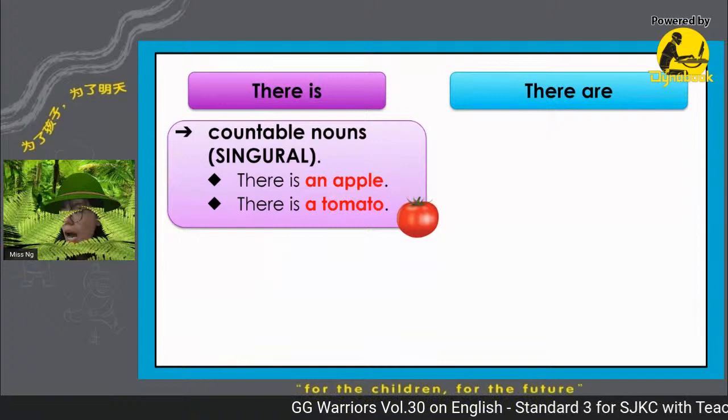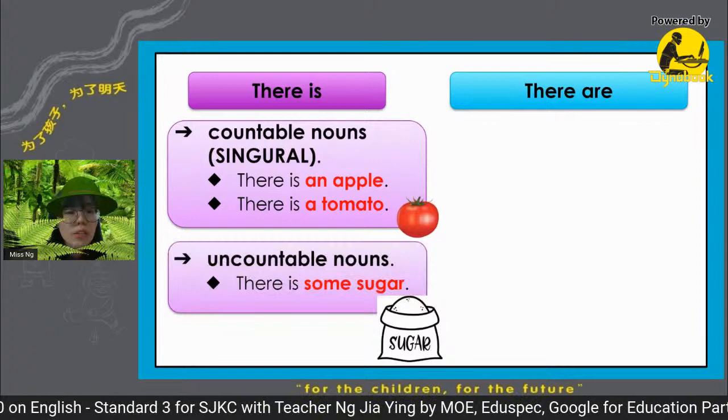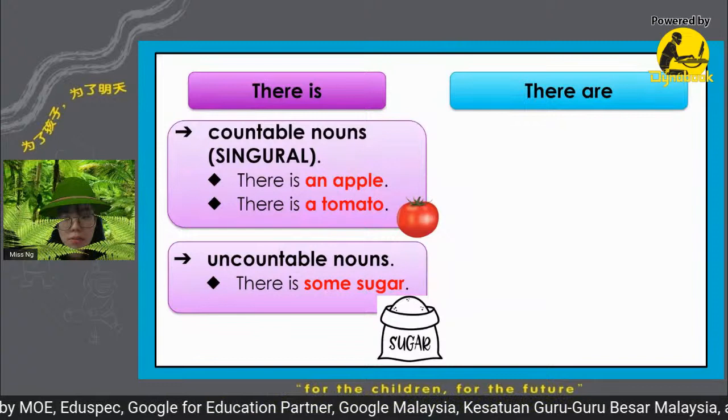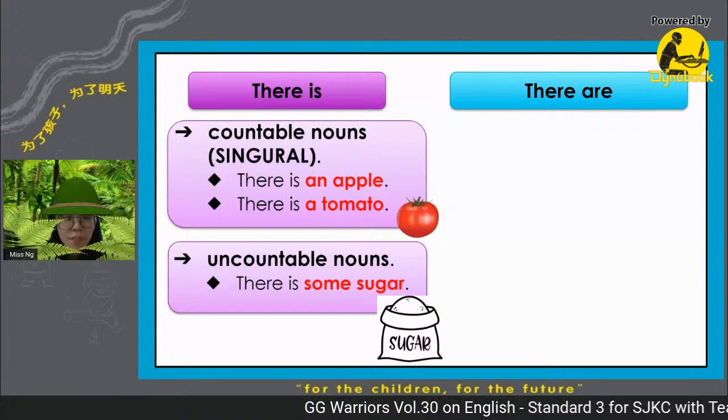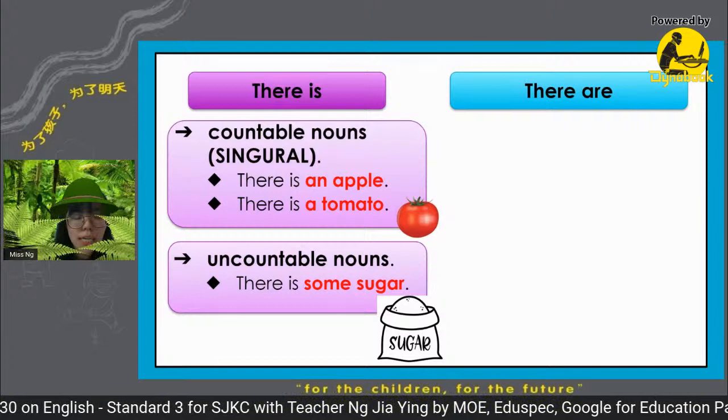So number two, we are going to use there is for uncountable nouns. So now what are uncountable nouns? We have learned that there are a lot of uncountable nouns, right? So what do we have here? We have there is some sugar. As you can see here, sugar, we cannot count, so we must use some.